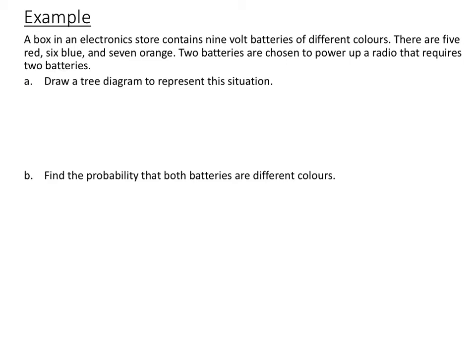So a box in an electronics store contains 9-volt batteries of different colors. There are 5 red, 6 blue, and 7 orange. 2 batteries are chosen to power up a radio that requires 2 batteries. So first thing we want to do is represent this situation with a tree diagram.